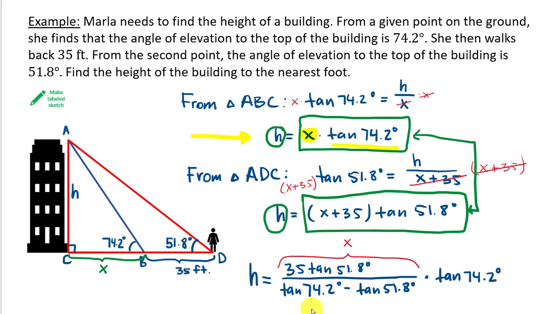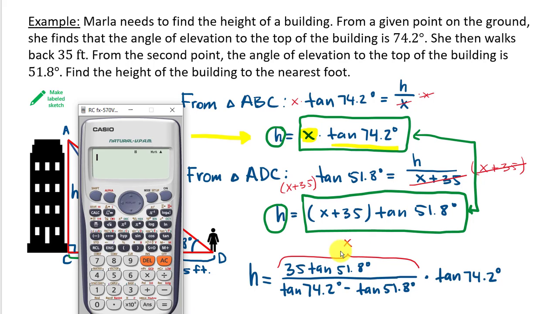I'll try to input it as one expression. I'm going to start by typing the numerator. So it's 35 tangent, then it's 51.8 degrees, and I know that I am entering degrees because it shows little d here on the top. It's very important that you have the right units set up on your calculator. Otherwise, the answer is going to be incorrect. Then I have to divide. Now, in the denominator, I have a difference. It's going to be very important to put that difference inside the parentheses. Otherwise, the order of operations is not going to be preserved.